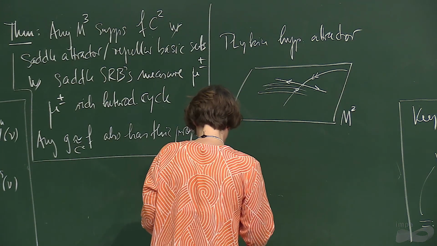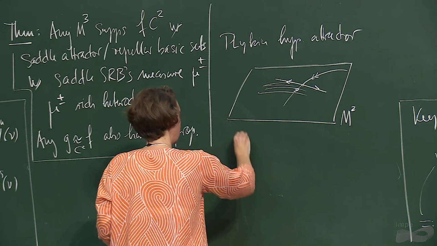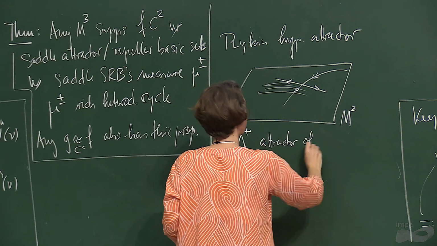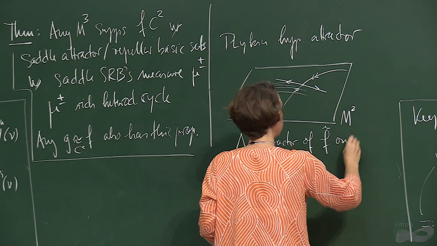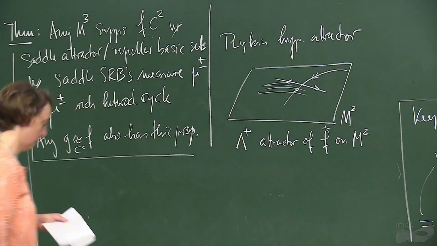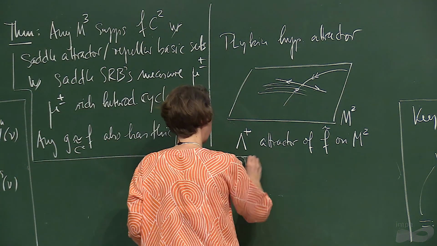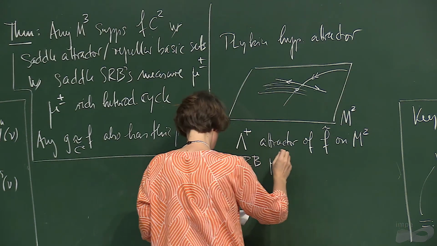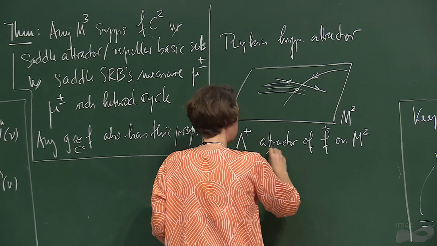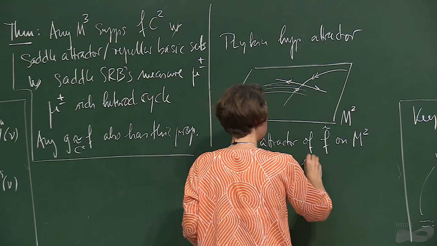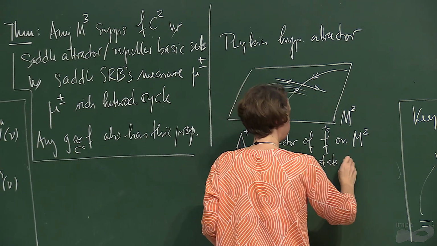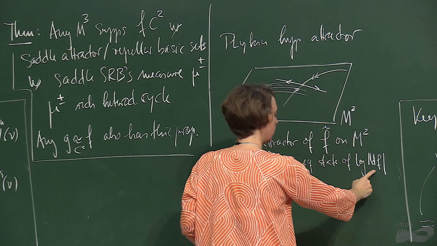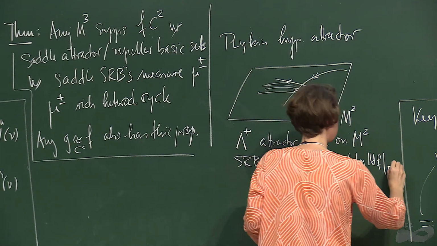And so you look at this attractor, lambda, of some, let's say, map F tilde on M2. And you know that this has an SRB measure. Let's call this mu tilde, which is just the equilibrium state of your geometric potential, which is the restriction to the unstable manifold.